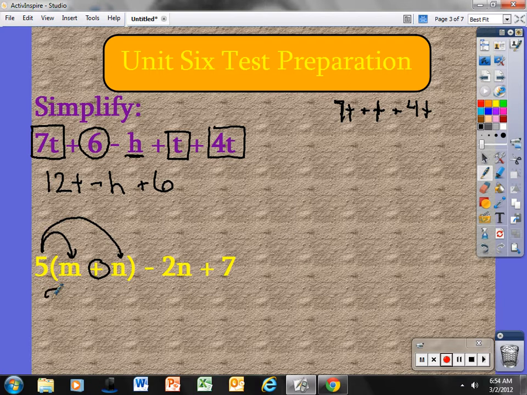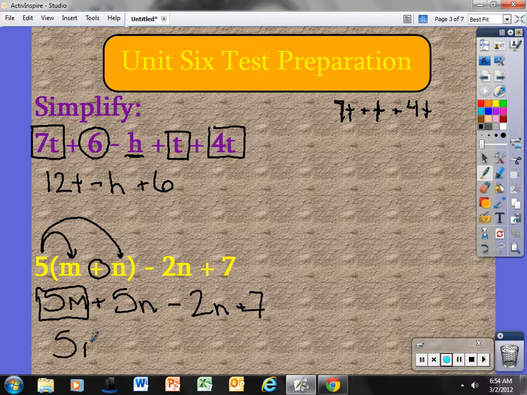So it becomes 5 times m plus 5 times n minus whatever's left in the outside parentheses, 2n plus 7. Pen went a little crazy there. So let's take a look. I have 5 m's here. There is nothing else that has an m, so that 5m is by itself. I don't have to combine it with anything.